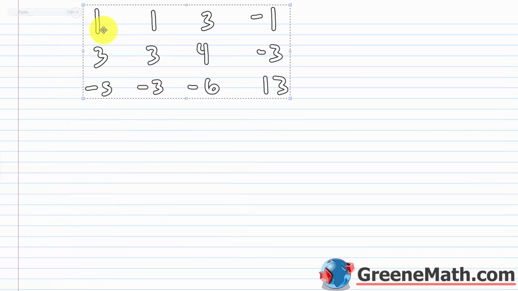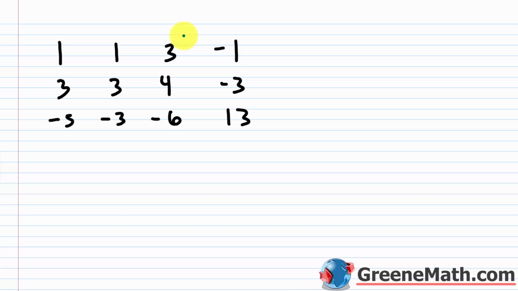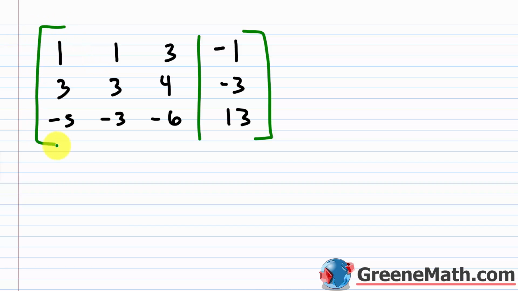And let me paste that in right here. We know that we want to put a vertical bar here to separate the coefficients from the constants. And then I'm going to wrap this whole thing in some brackets. So the very first thing you want to do, if you're doing Gaussian elimination, is get ones going down the diagonal, and you want zeros below.